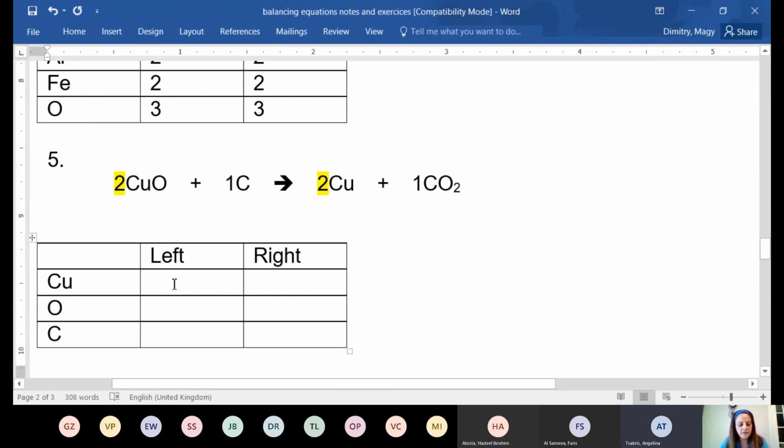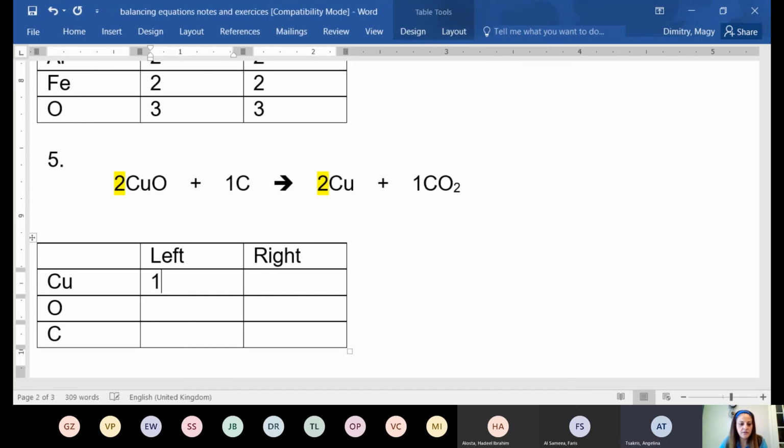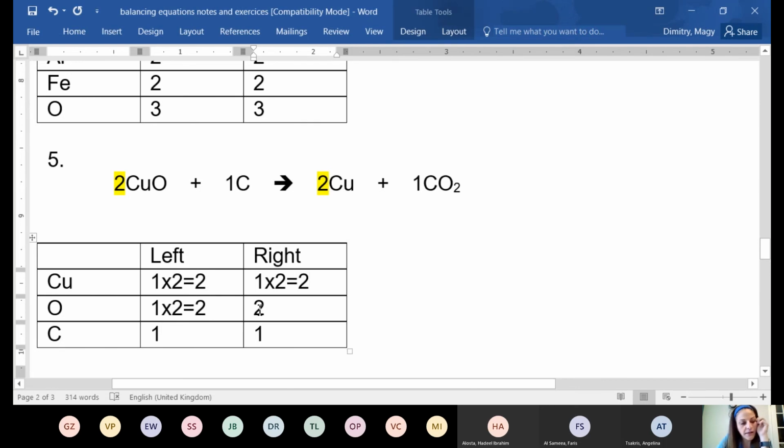Okay, for those who are writing the verification tool, we started with 1, 1, 1, not 1, 2, 1. Then we did times 2 to be equal. And now everything's equal. 2 equals 2. Simple. Okay, let's try another one.